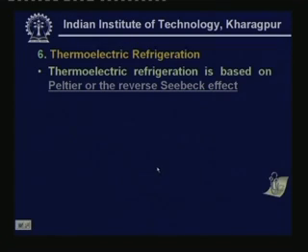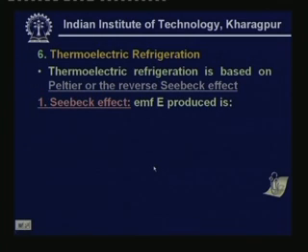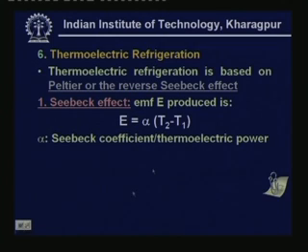Thermoelectric refrigerant systems are subject to 5 different effects. First is known as the Seebeck effect, which I have already described. In the Seebeck effect, as I said, EMF is produced, and this EMF produced is equal to alpha into temperature difference T2 minus T1, where alpha is called the Seebeck coefficient or thermoelectric power.